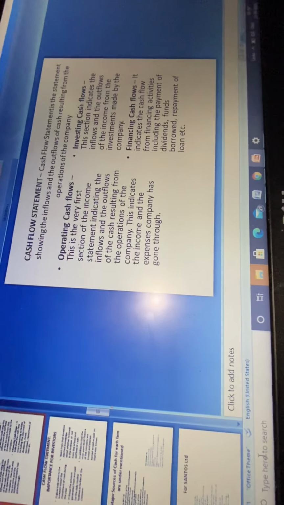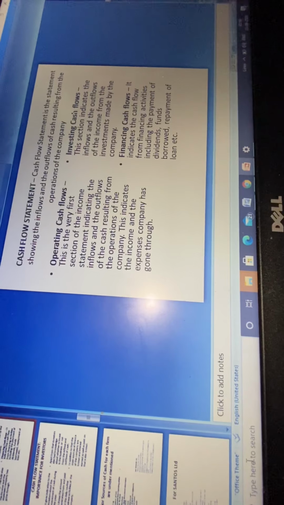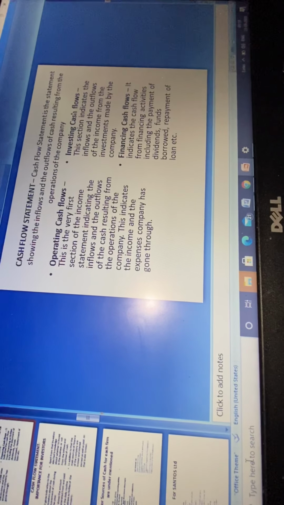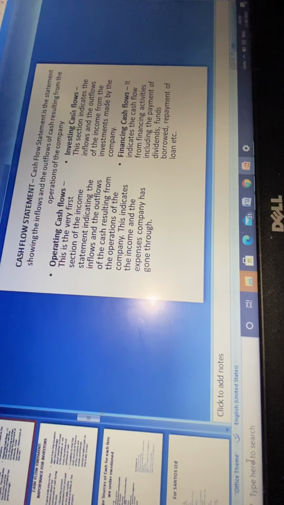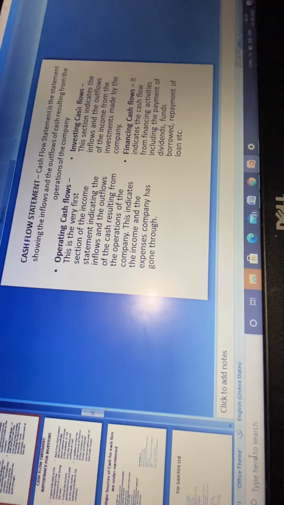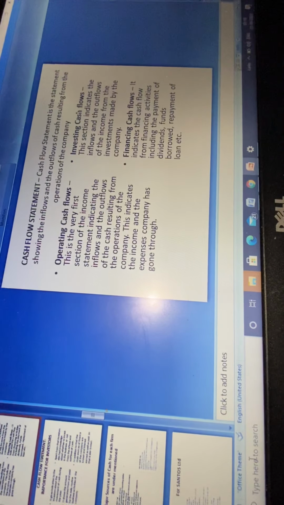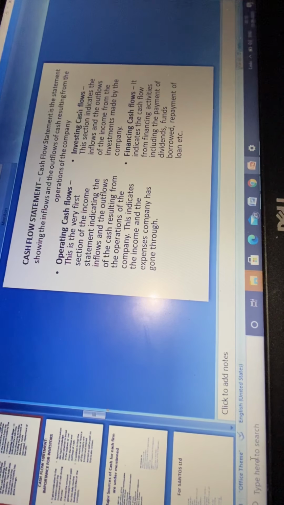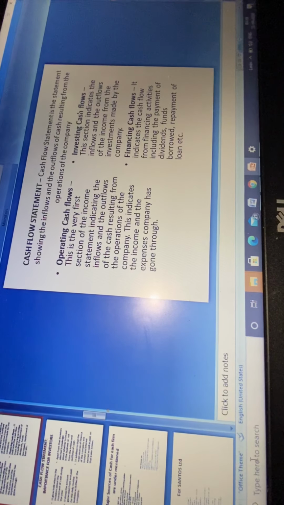So next is the investing cash flows. This section indicates the inflows and outflows of the income from the investments made by the company. And the last is the financing cash flows. It indicates the cash flows from financing activities. These include the payment of dividends, funds borrowed, repayment of loans, etc.